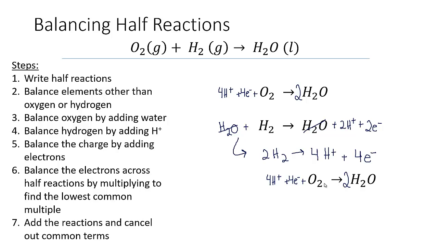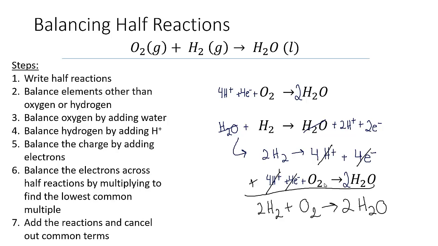And then you'll see that my 4 H pluses cancel out, my electrons cancel out, and I'm left with 2H2 plus O2 yields 2H2O. And doing it this way, I was able to figure out what were my 2 half reactions and what was my final net reaction. Also in this, you should be able to tell which one was oxidized.